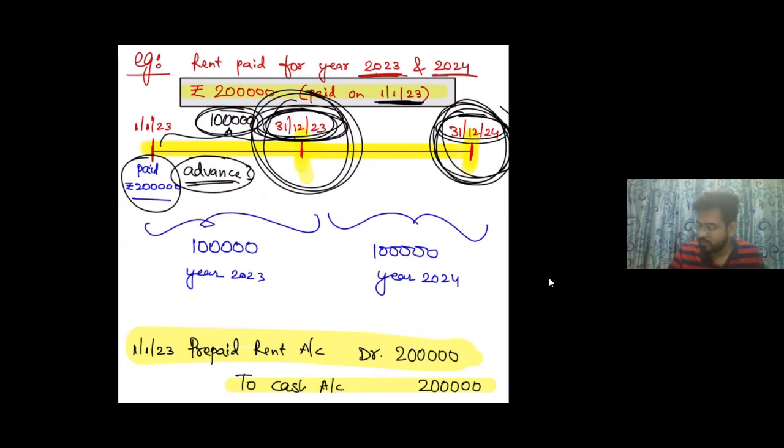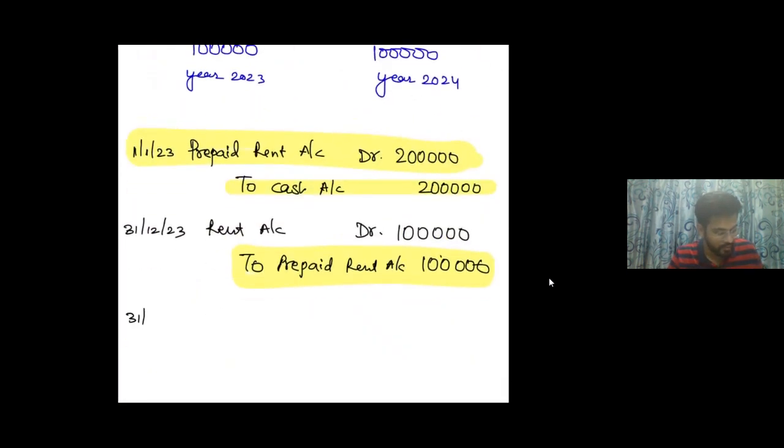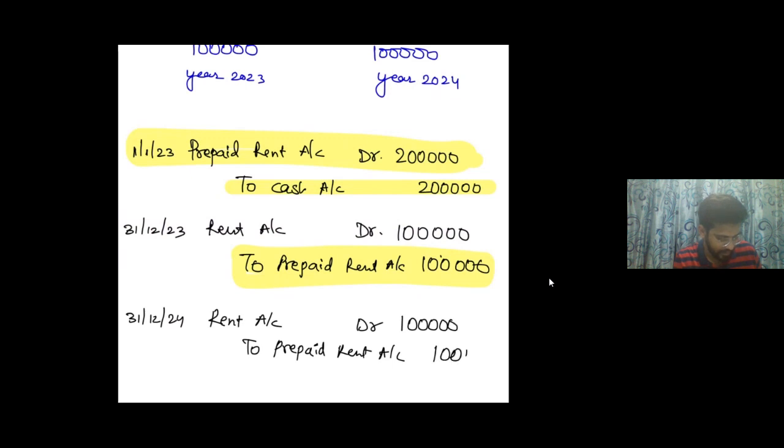But when I close my books of accounts on 31st of December 2024, I will do a journal entry that now I have received all the benefit out of this building. All the benefit has been received. So now I can book that expense, that is rent account debit to prepaid rent account, 1 lakh rupees and 1 lakh rupees.